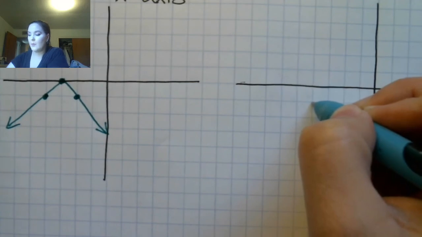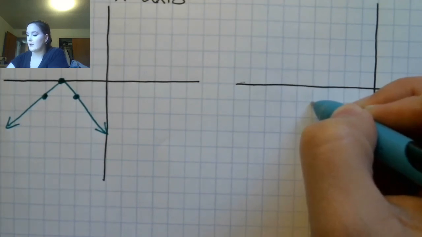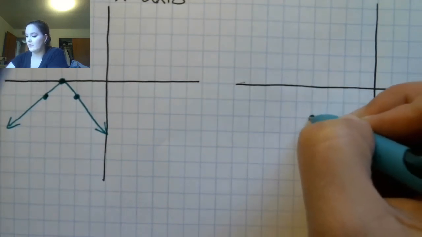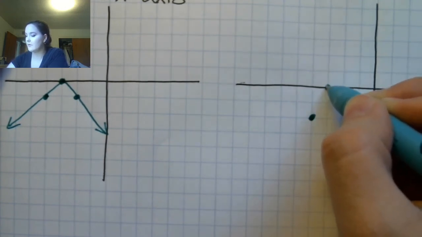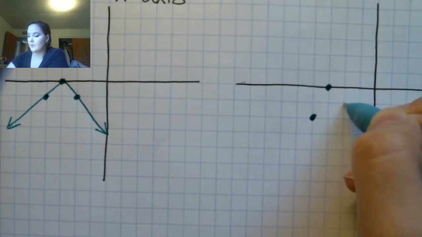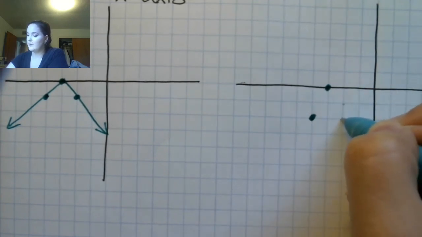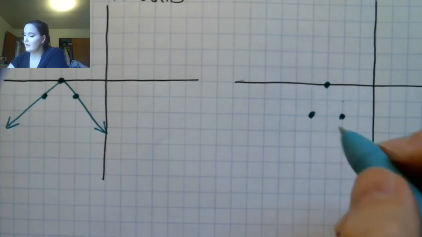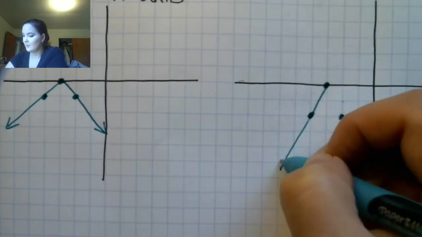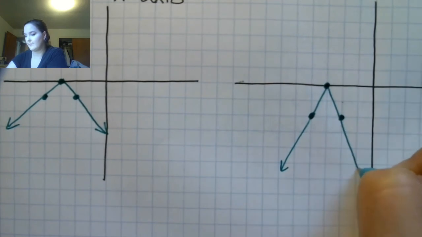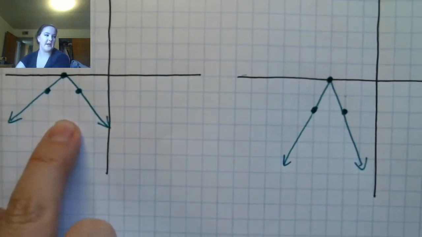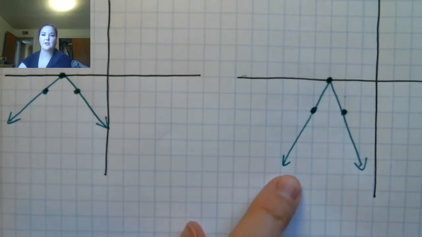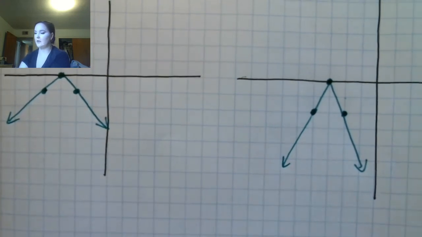So here my y coordinate was -1. -1 times 2 is -2. Here my y coordinate was 0. 0 times 2 is 0. And here my y coordinate was -1. -1 times 2 is -2. Then I'm going to draw in my V shape. So after the reflection you can see that it's upside down, and then after the stretch you can see that it's longer and skinnier, and still upside down.